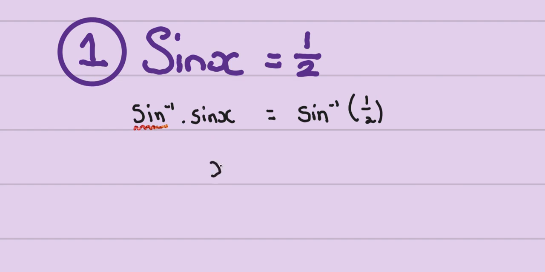So then we find out that x is equal to, you take your calculator, you type in shift sine 1 over 2, and you get 30. So the angle is 30 degrees. And that is it. Easy peasy lemon squeezy.